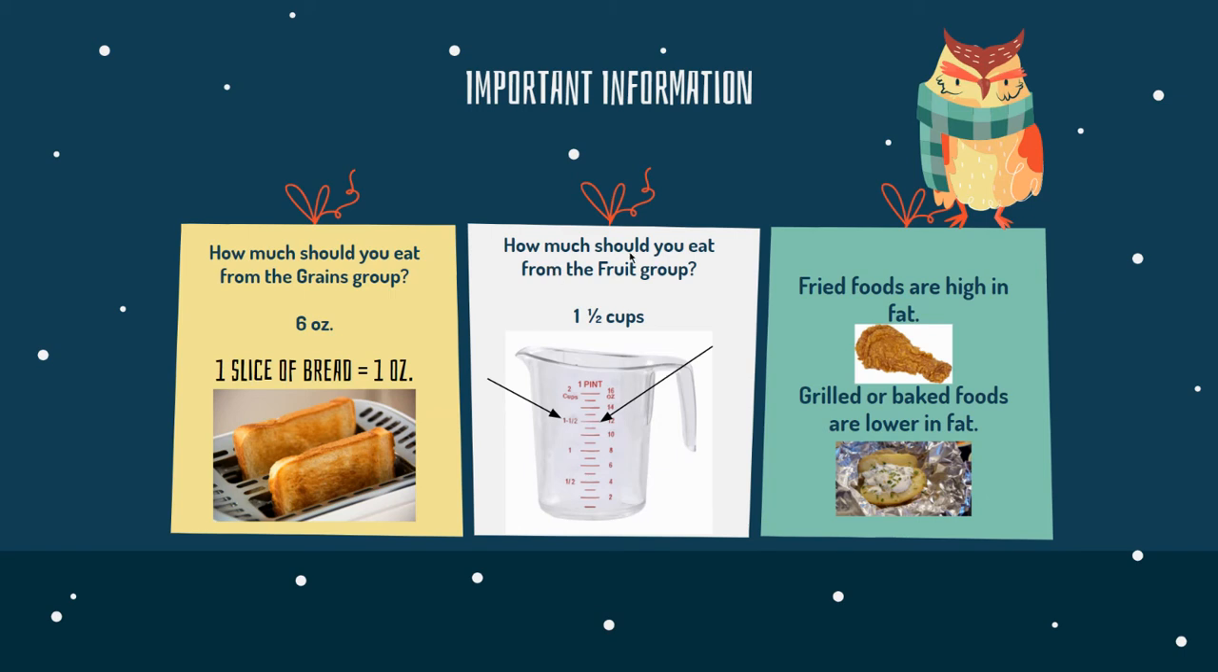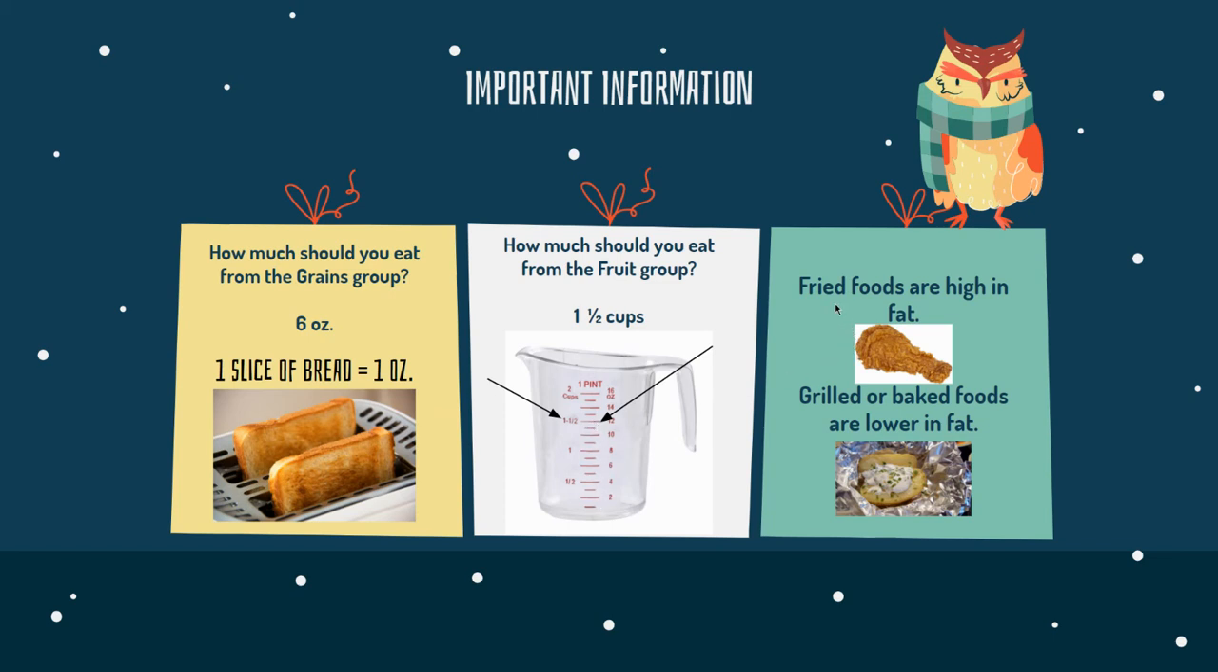And look over here. How much should you eat from the fruit group? From the fruit group, you're supposed to eat 1.5 cups. So here you have your measuring cups and you have the arrows pointing to 1.5 cups. So this is the amount of fruit that you're supposed to eat every single day.